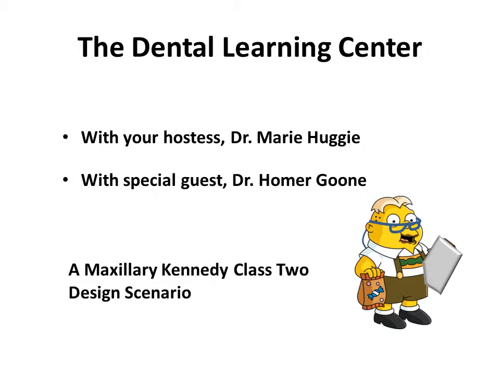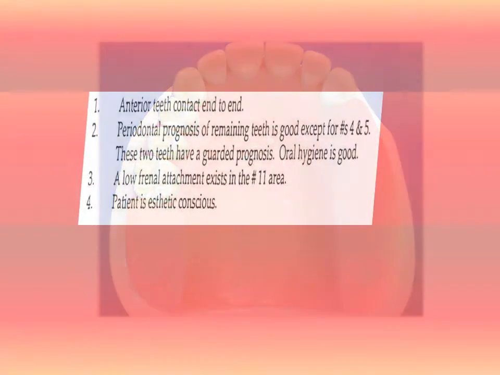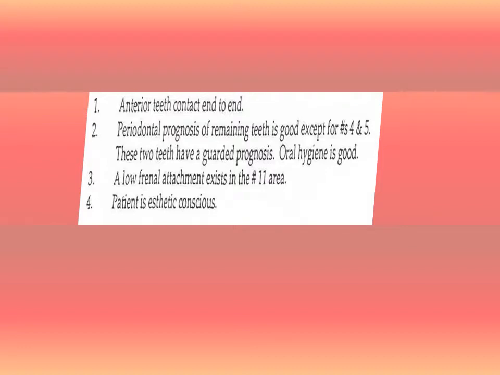Moving right into today's topic, we're looking at a patient with a maxillary Kennedy Class 2 arch. Let's describe our clinical findings. In terms of occlusion, the patient is an Angle Class 3, with end-to-end occlusion. The periodontal condition is good, with the exception of number 4 and 5, which have a guarded prognosis. After being harangued and browbeaten by Dr. Stickfigure, the oral hygiene has improved. There is a frenal attachment which could interfere with placement of a bar-type clasp on number 11. The patient is aesthetic conscious, but has limited funds.